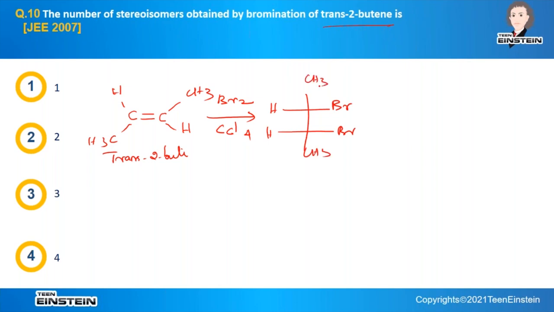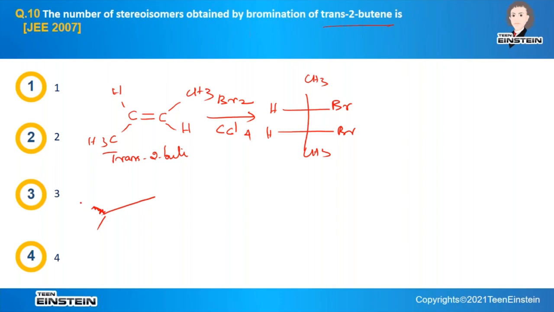So here anti-addition takes place. Here the addition of bromination takes place in two possibilities. There are two possibilities of additions. So here I show you.